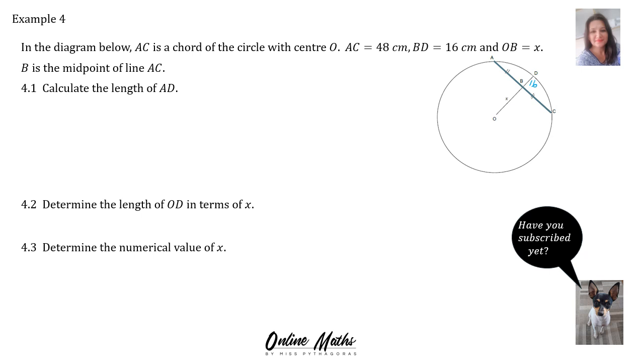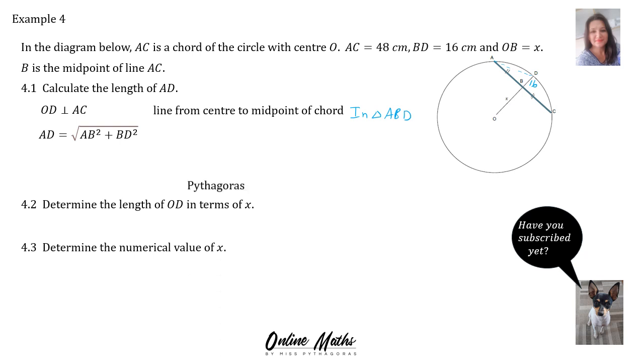4.1. Calculate the length of AD. There you find AD. We can start by saying that OD is perpendicular to AC, and your reason, line from center to midpoint of chord is perpendicular to the chord. And then we're going to use the theorem of Pythagoras for triangle ABD. And we get, in fact, AD squared is equal to AB squared plus BD squared, theorem of Pythagoras.